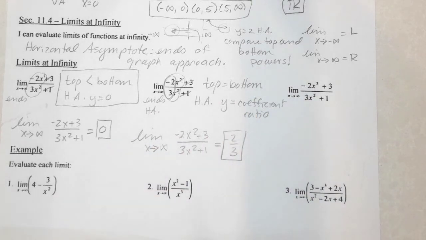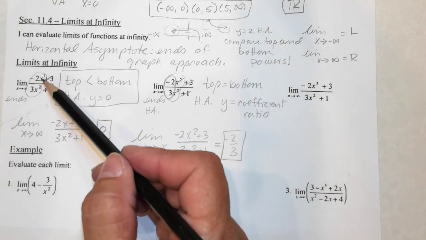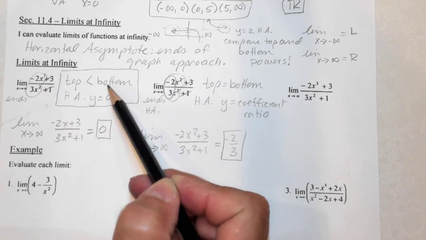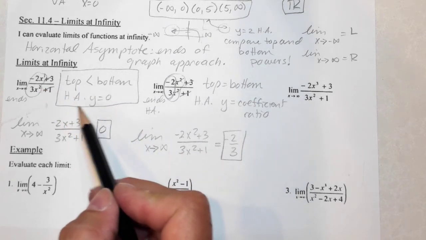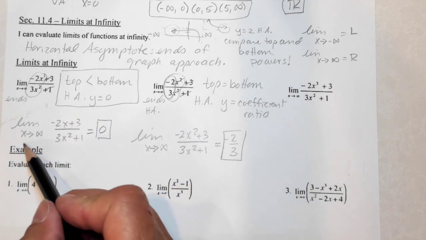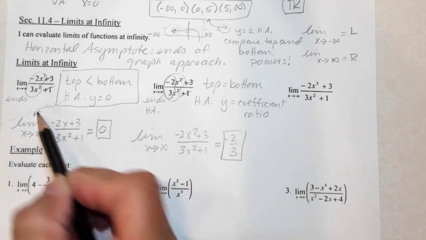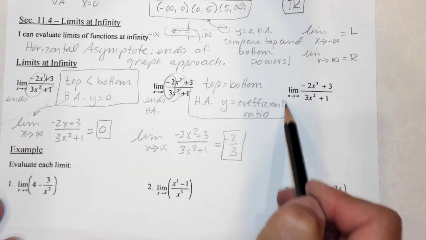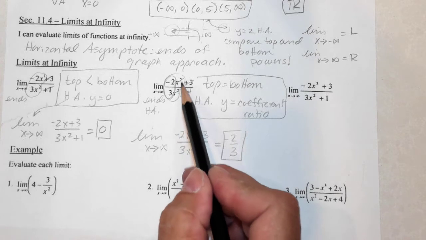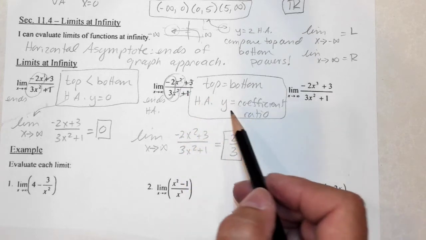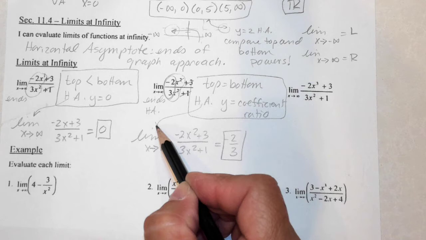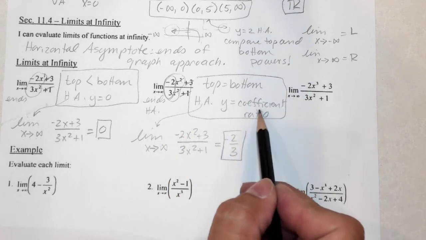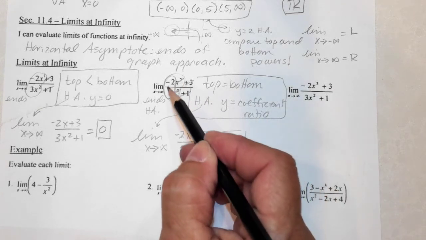So I'm not doing any math. I'm just comparing. I'm looking and saying x to the first power is less than x to the second, so my top is less than my bottom. So in that situation, my horizontal asymptote, and therefore my limit as x approaches infinity, is always 0. Then in the second scenario, where the top and bottom degree or power are the same, I would have a horizontal asymptote and therefore limit value at infinity of y equals whatever the coefficient ratio is. So in this case, that's a -2/3.